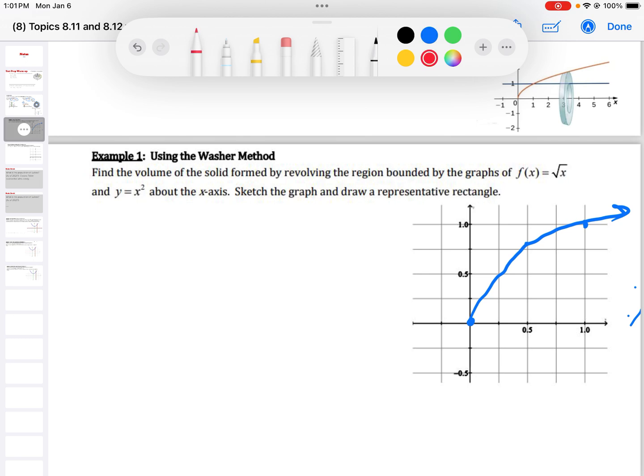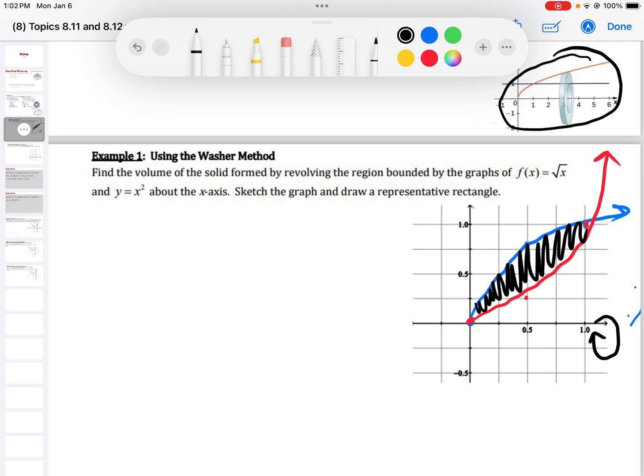And then for x squared, 0 squared is 0, 0.5 times 0.5 is 0.25, and then 1 squared is 1. Okay, so it looks like this. So that region is this overlapping part right here, and what I'm going to do is rotate that around the x-axis. It's kind of hard to picture, but if I'm rotating that around 360 degrees, this shape is going to sweep around in a full circle and form a 3D solid.